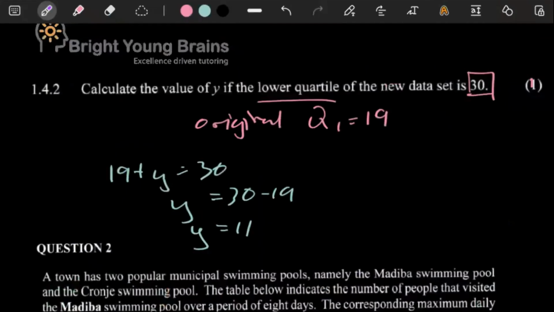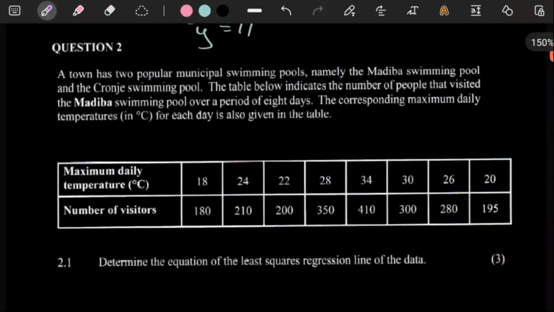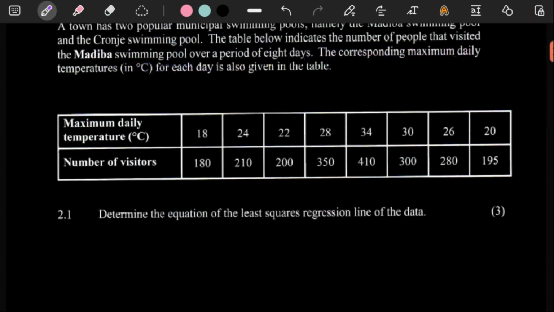Question number 2 says, a town has 2 popular municipal swimming pools, namely the Madiba swimming pool and the Kronje swimming pool. The table below indicates the number of people that visited the Madiba swimming pool over a period of 8 days. The corresponding maximum daily temperatures for each day are given in the table. So maximum daily temperature goes up to these days here, different temperatures, okay? And then the number of visitors.